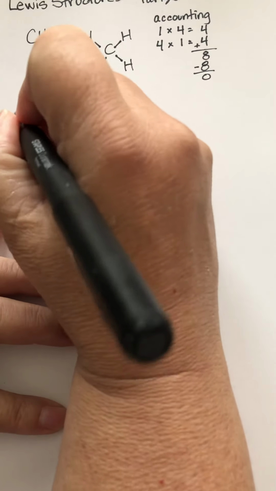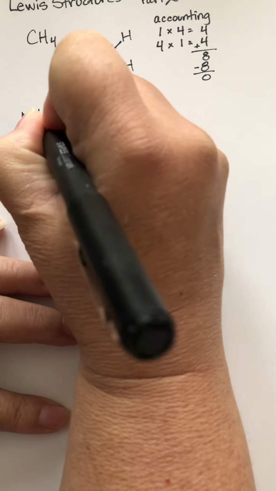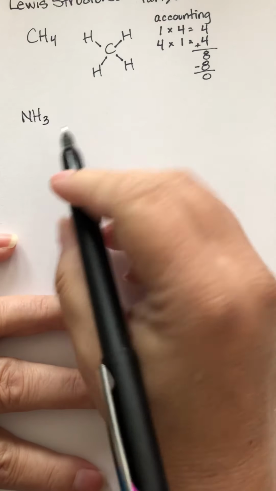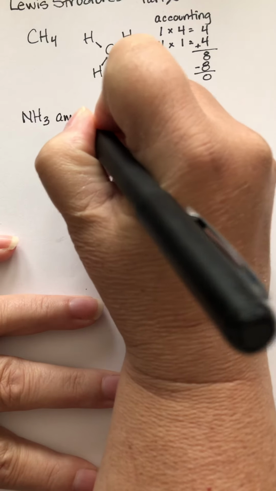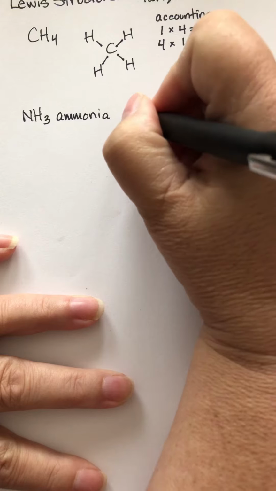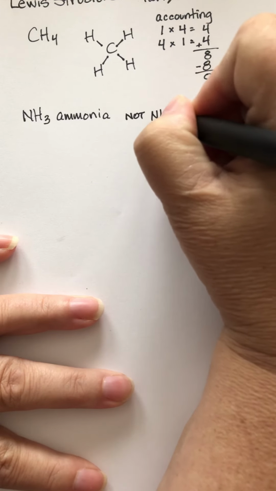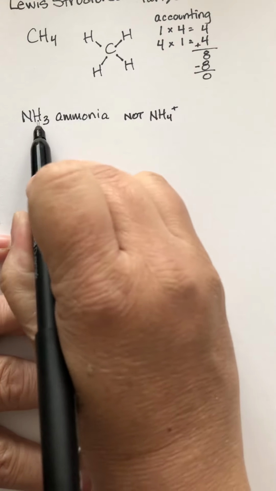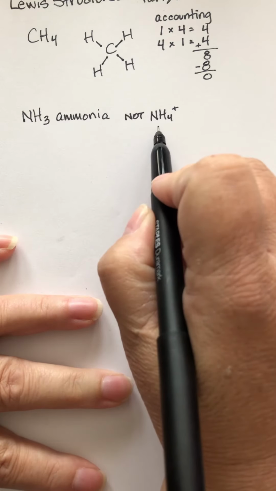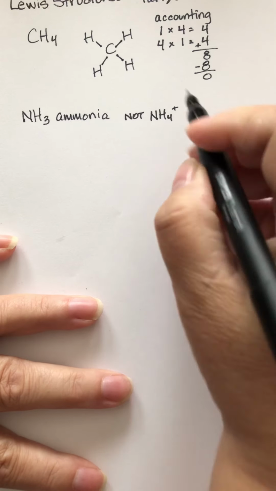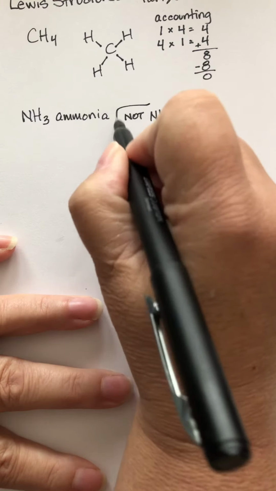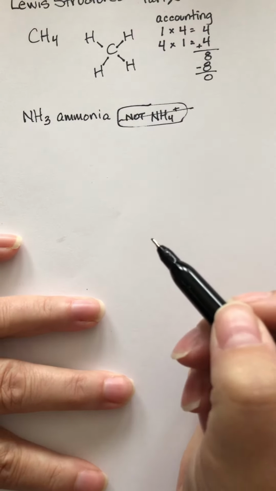Okay, next on the list we have ammonia, NH3. Now, I want to take a moment to remind you that this is ammonia. It is not ammonium. Notice that this has no charge and 3 hydrogens, whereas ammonium has a positive 1 charge and 4 hydrogens. So just to be clear, that's not the one we're doing right now.